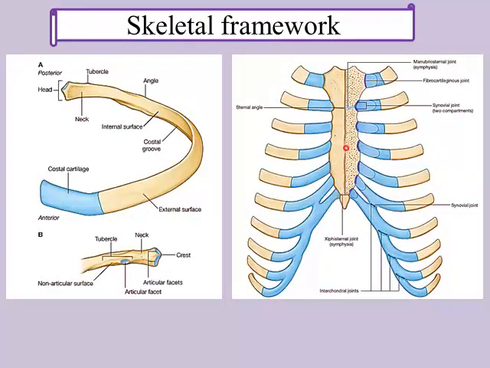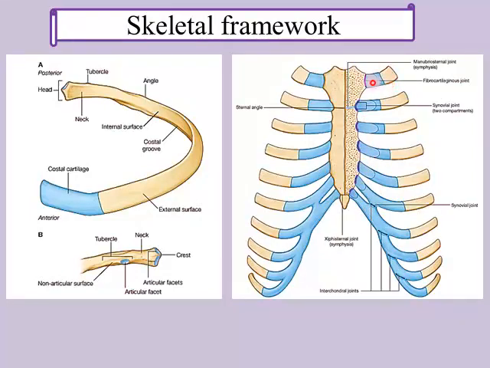Okay, this is the sternum, the posterior surface of the sternum. As you know, the sternum is formed of three parts: manubrium sterni, body of the sternum, and xiphoid process. These are the ribs. They are connected to the lateral side of the sternum by costal cartilages. The ribs that are connected to the sternum are called true ribs.